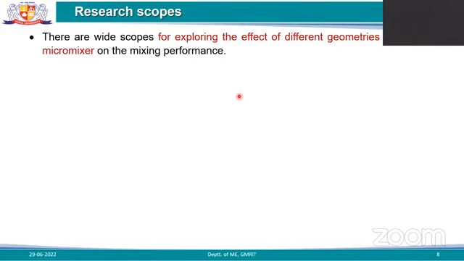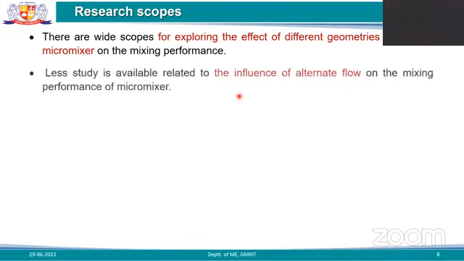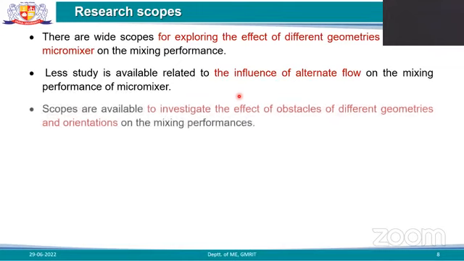Now if we see the research scope, where people can carry out their research, there is a lot of scope to explore work related to the effect of channel geometry of the micromixer. Relatively less work is available. I told that most of the work is related to steady flow, so people can also carry that out.